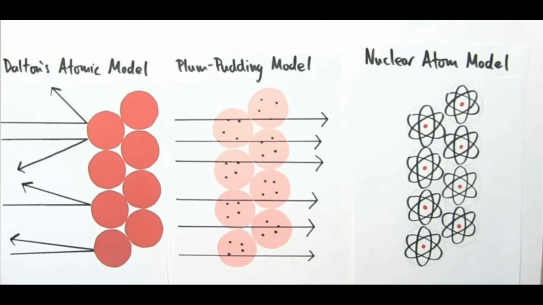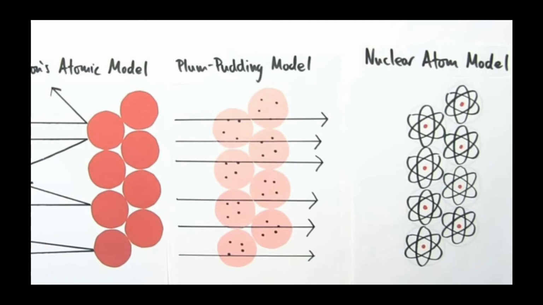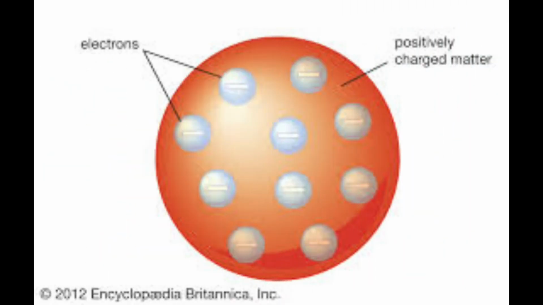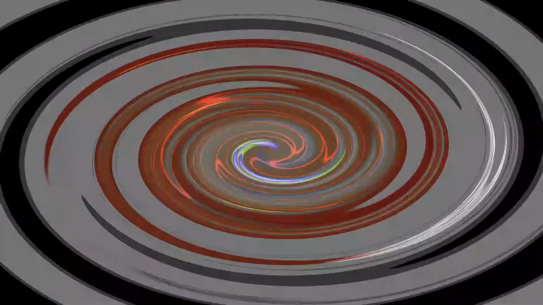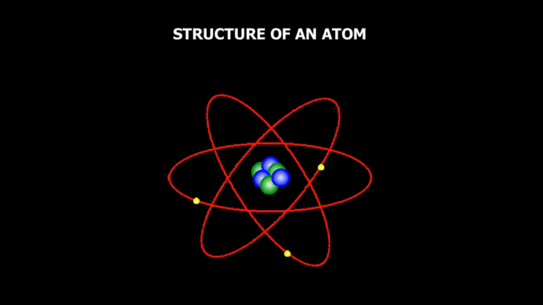Look at these 3 models. The first was Dalton's atomic model. Then we had the plum pudding model. And at last we had the nuclear atom model. And then scientists realized that electrons are not stuck in place inside the atom, but instead the electrons are revolving around outside the nucleus.